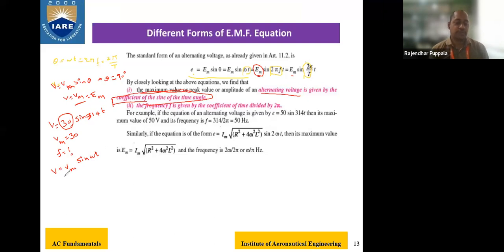Okay, this is in the form of V is equal to Vm sin omega t. Vm value we already obtained: Vm is equal to 30. And what is the value of omega? Omega for this curve is equal to 314. We can write omega as 2 pi f, and we are getting 314 here. Now, what is the definition for frequency? Coefficient of t divided by 2 pi gives us the frequency. See, the frequency f is given by the coefficient of time, that is small t, divided by 2 pi.